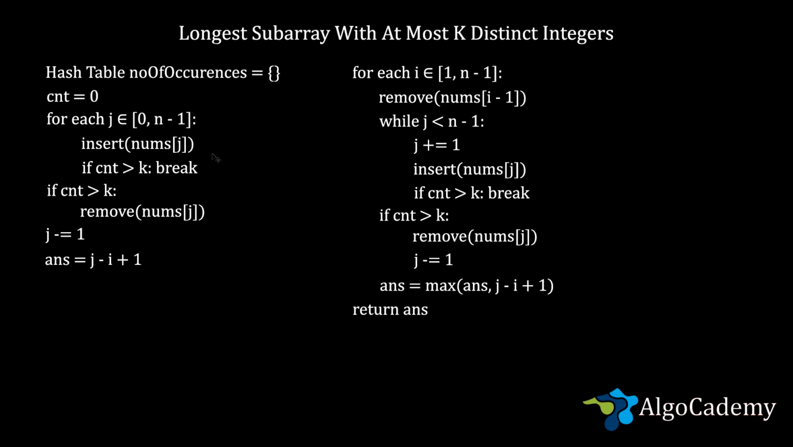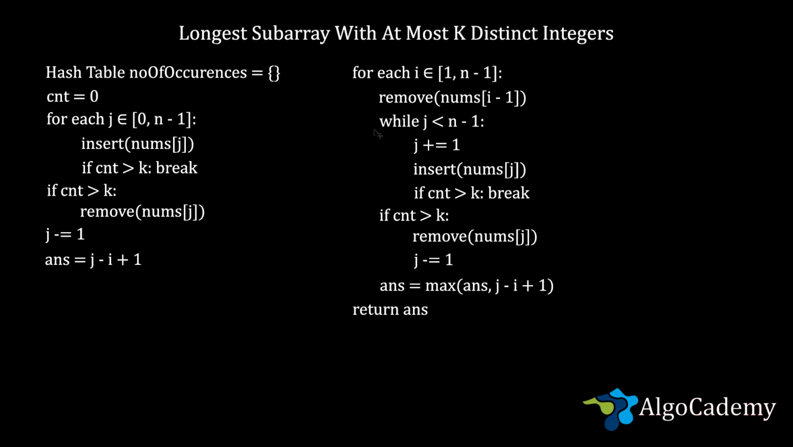Now, I'm going to continue the algorithm and actually try out each and every left point which is greater than or equal to 1. So for each i in this range, what I should do first is, of course, remove nums of i minus 1 from our hash table and update the counter, right? Because we don't have that element anymore.